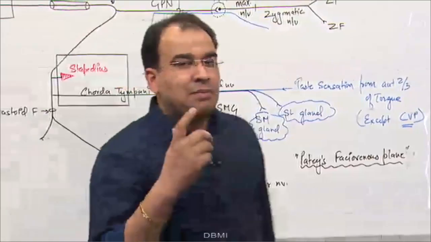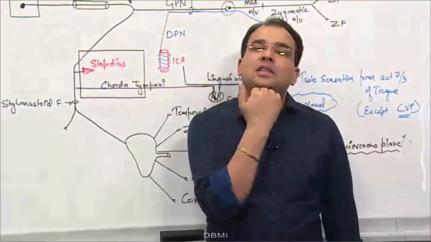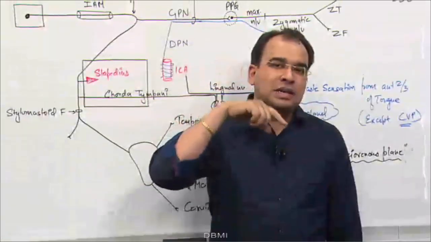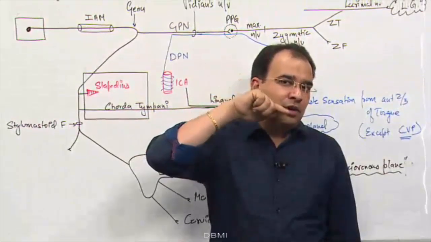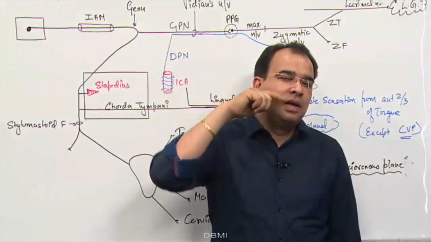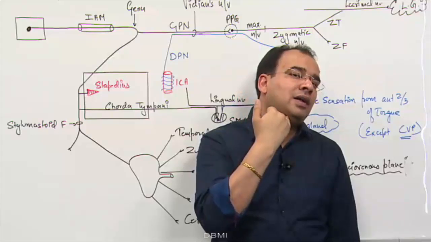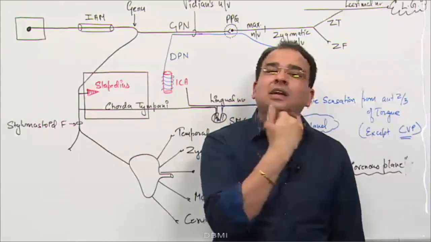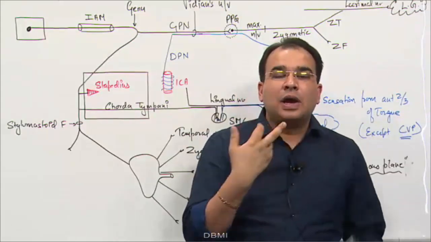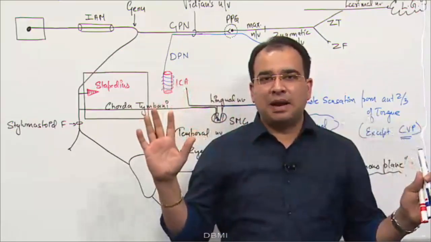We already said that the mandibular nerve supplies 2 muscles in the floor of the mouth by the branch called inferior alveolar nerve. So the inferior alveolar nerve, before it goes inside the mandible, gives off the nerve to mylohyoid, which supplies the mylohyoid and the anterior belly of digastric. So the anterior belly of digastric is supplied by the mandibular nerve.